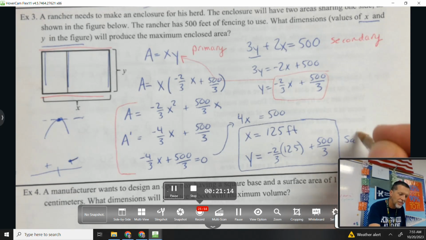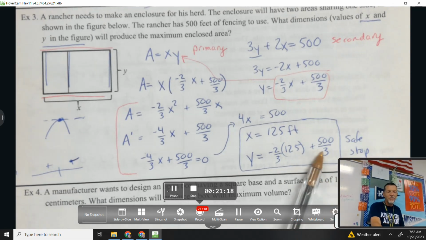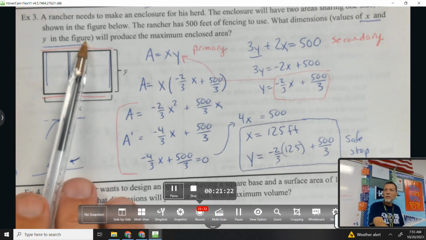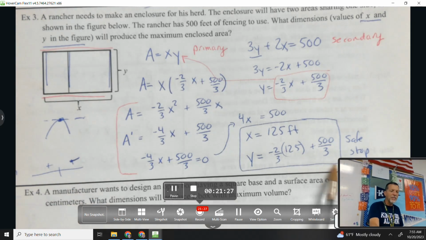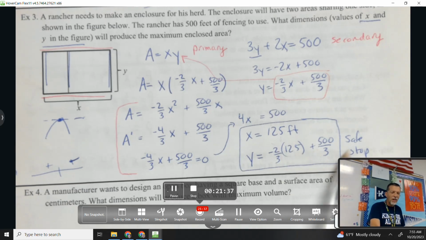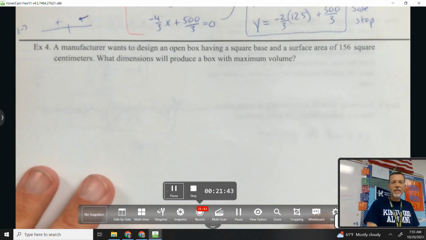So that's fine. But in multiple choice tests, you know this, they're never going to leave it as a safe stop. Plus, this is a real world problem, and somebody's trying to get your help, so you do all the math. You're not going to come back and say, okay, so here's your y dimension. It's negative 2/3 times 125 plus 500 thirds. And they're going to be like, what? So it's fine for math people to leave it like that, but make sure you're able to translate that into something other than that.